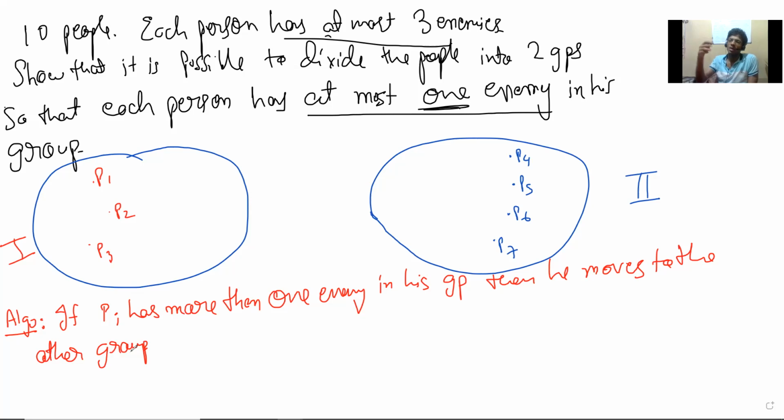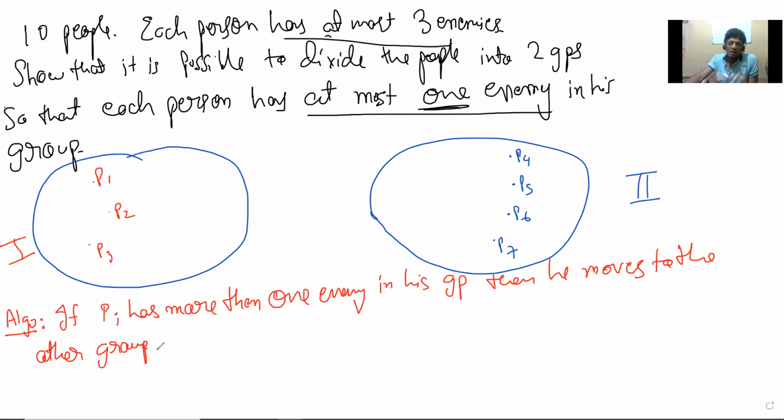You take a large number and you see the time ratio, and you can see that this will stop, because you can give that condition of stopping. So if Pi has more than one enemy in his group, then he moves to the other group. This is just the logically right thing to do.